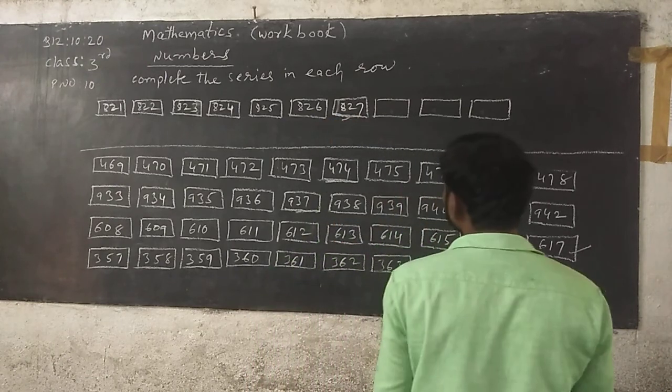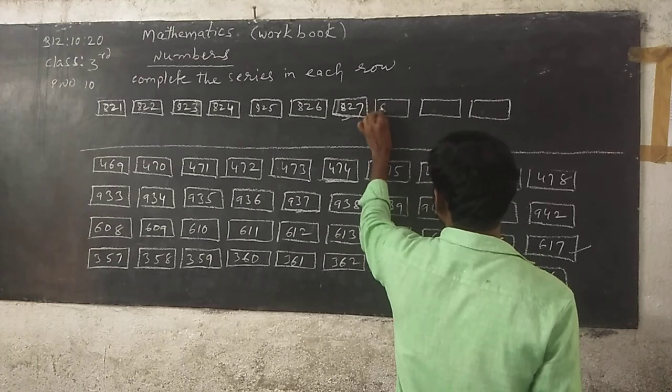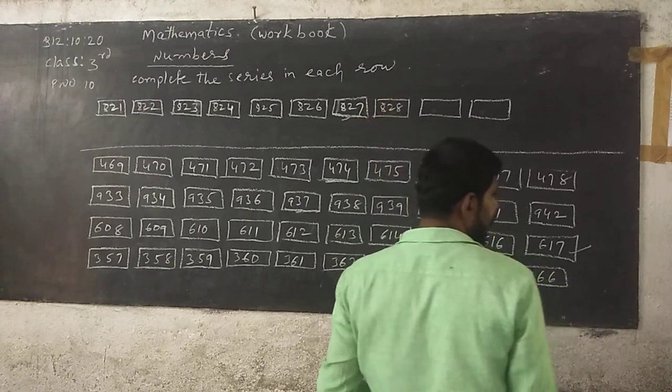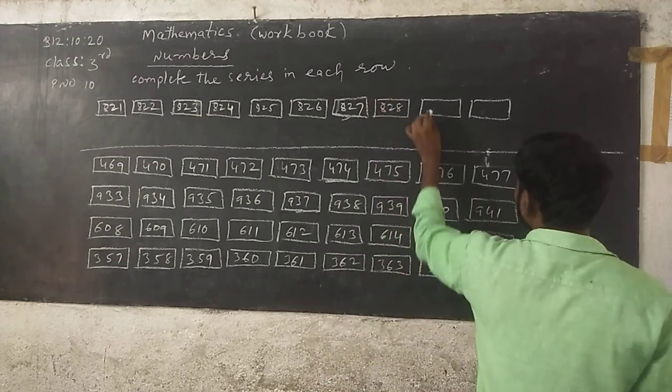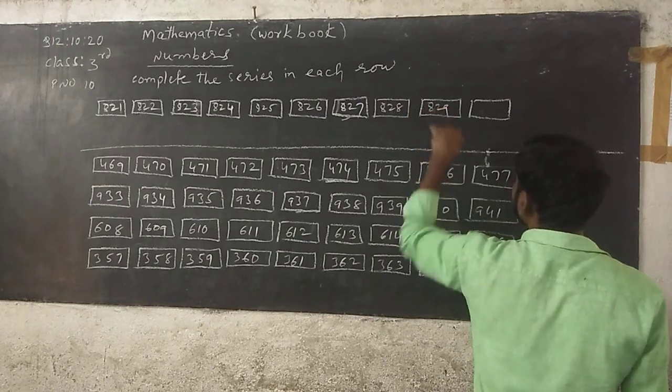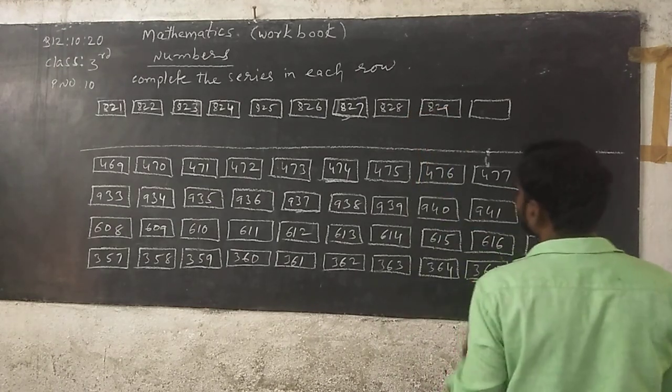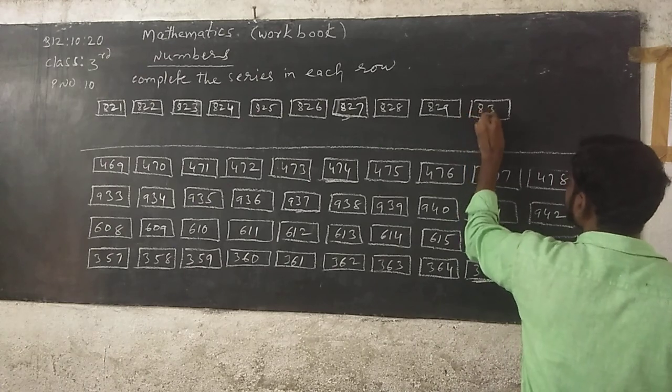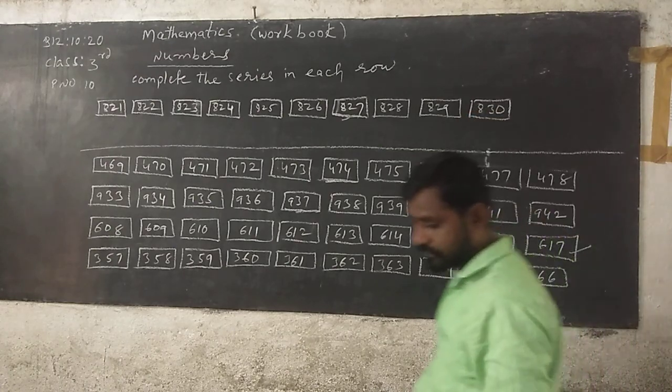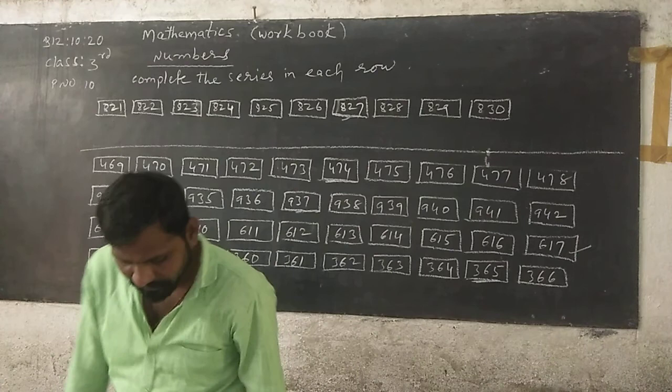Next, 827, after that 828. 828, after that 829. 829, after that 830. Now next, fill in the blanks.